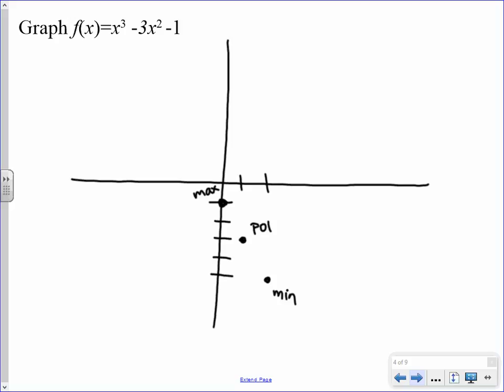We know from -infinity to 0 and 2 to infinity we need to increase. 0 to 2 we decrease. We're concave down until the point of inflection, and then we're concave up. There's our graph. Isn't it pretty?